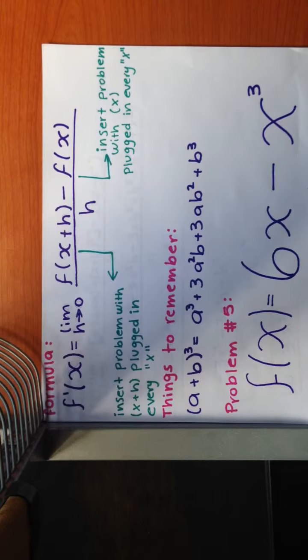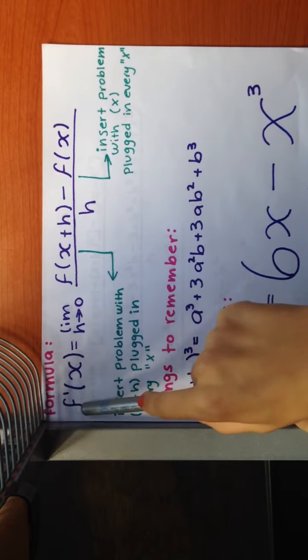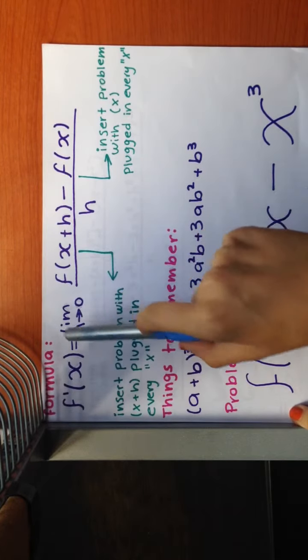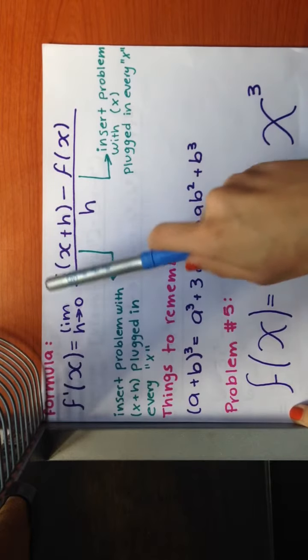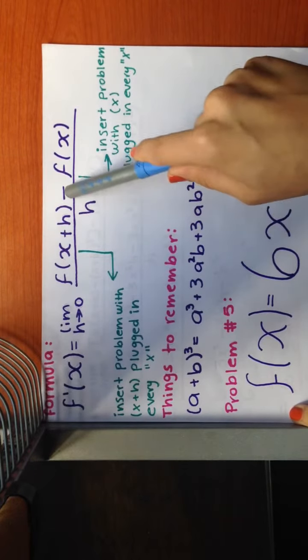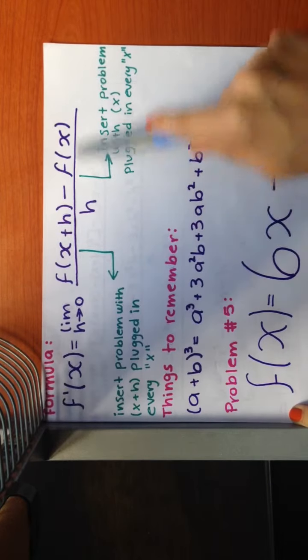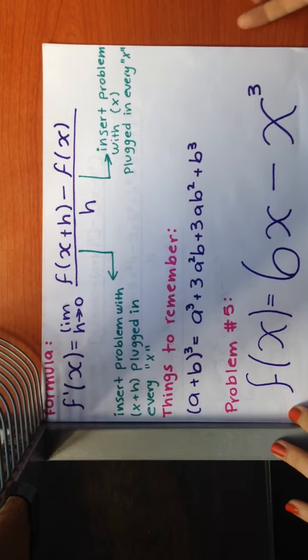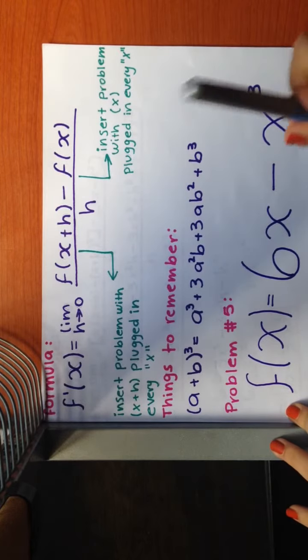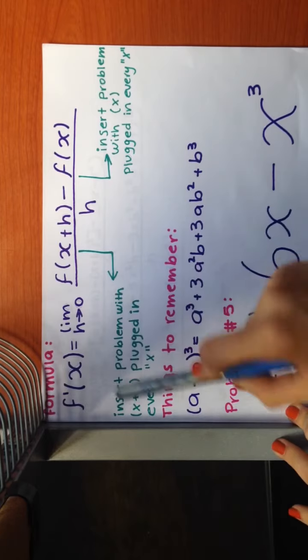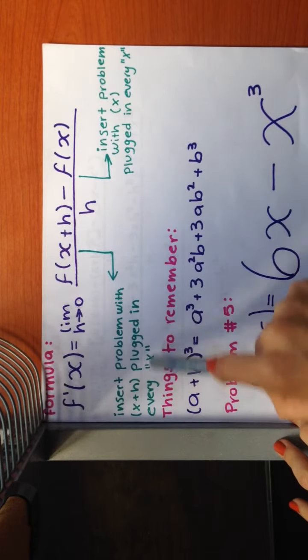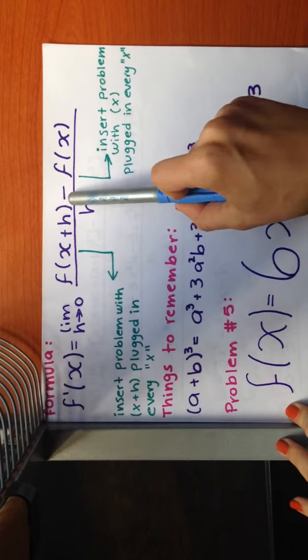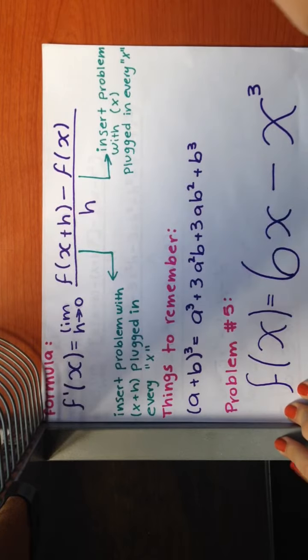First, I would like to start with the formula for differentiation by definition, which is f prime of x equals the limit as h approaches 0 of f of x plus h minus f of x, all divided by h. To understand the formula, first you have to insert the problem with x plus h plugged in every x, and then you subtract the problem again, plugging the problem with x plugged in every x.